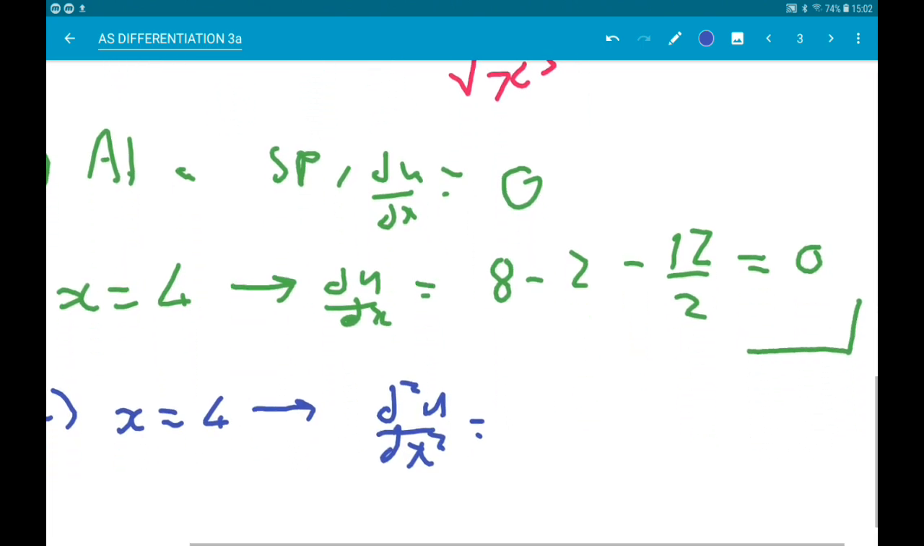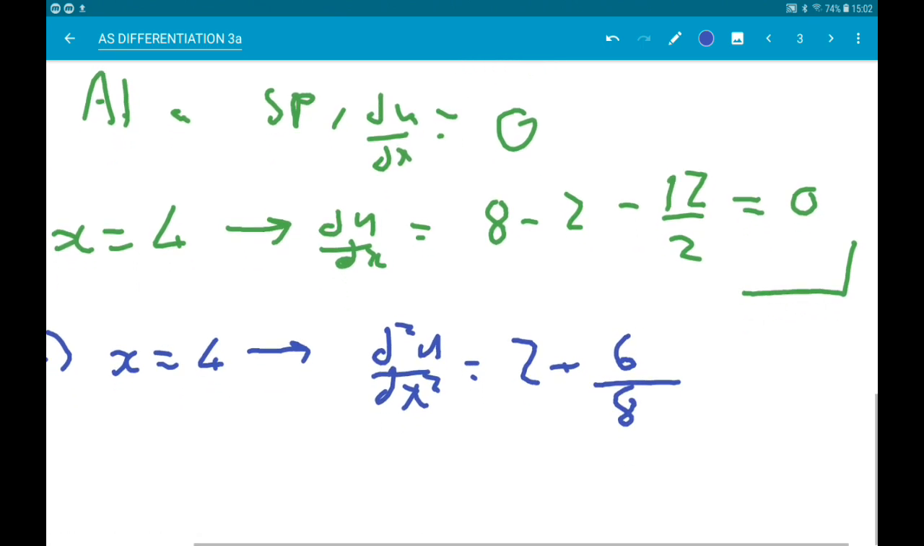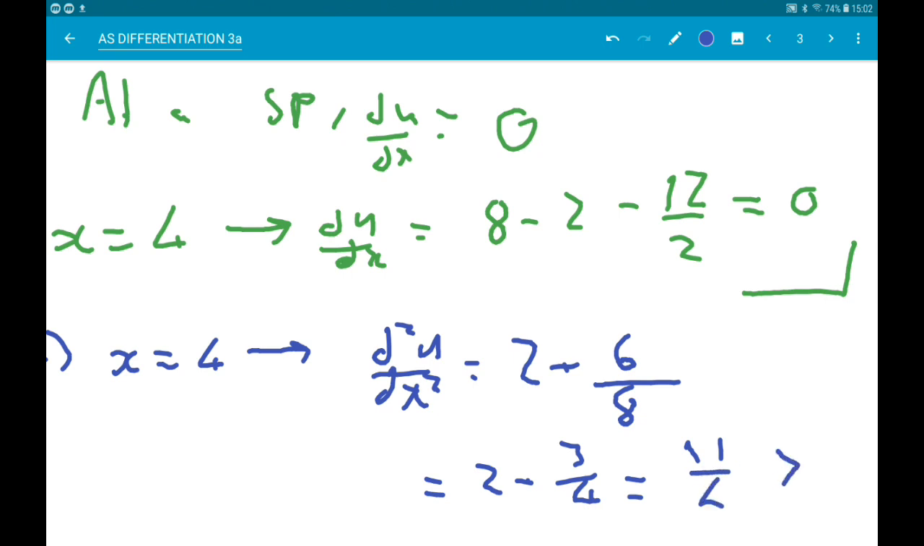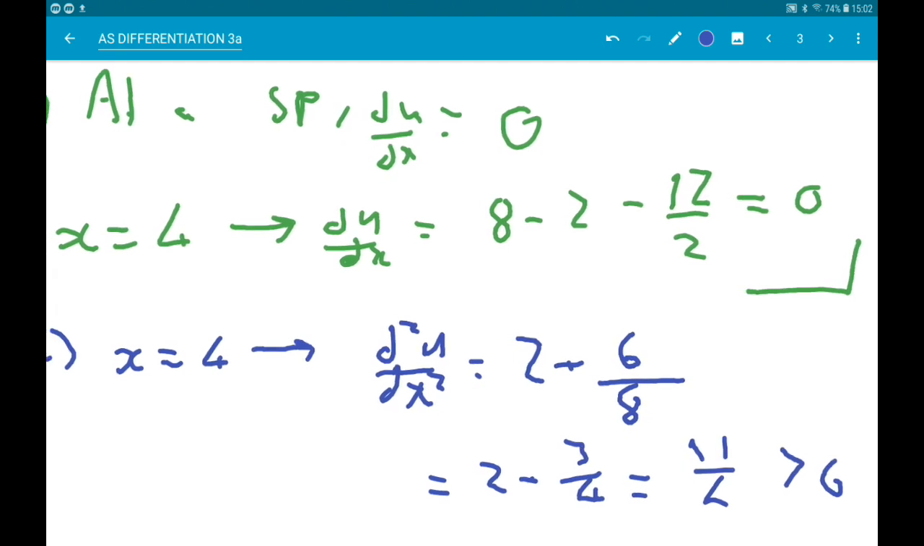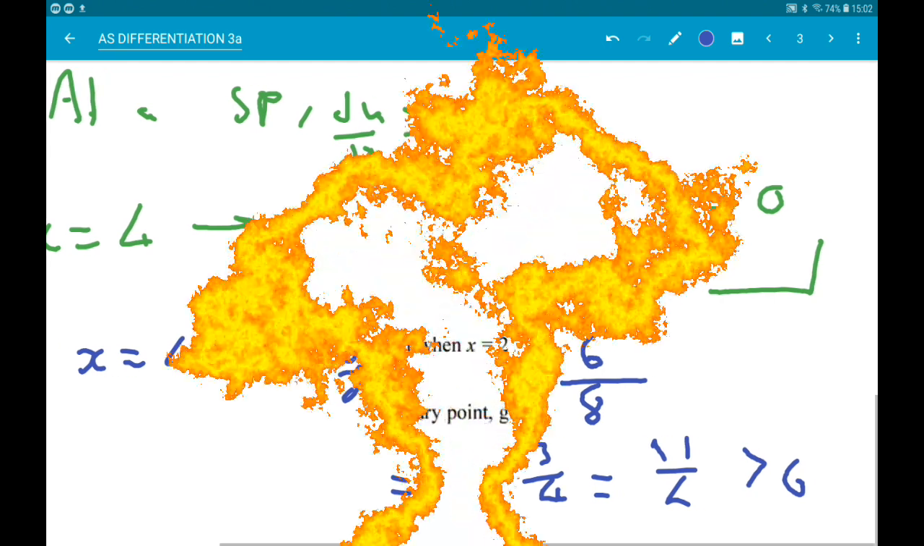So that's 2 add 6 over the square root of 64, so that's 8. So that's 2 add 3/4, which is 11/4. Now that is greater than 0. Therefore, the point is a minimum, and I've run out of room.